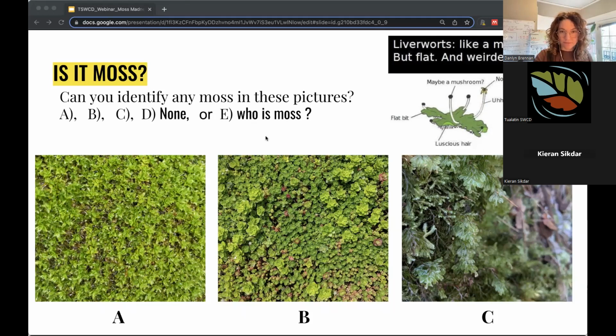A and C. So C, again, tricking you with the liverworts. It's a really, very, very pretty liverwort. Again, a bryophyte. No one got tricked by the sedum picture. That's good. Really sharp. Oh, and yes, none of these.